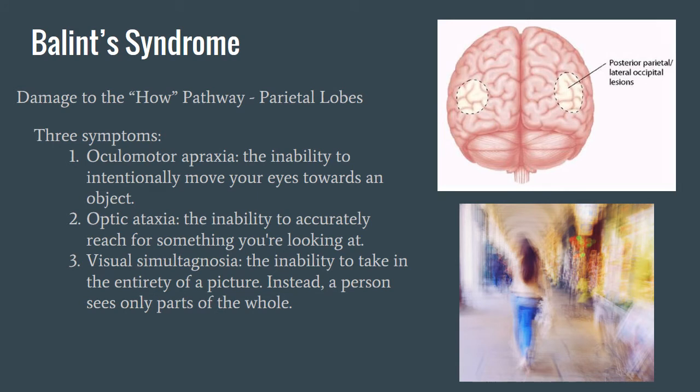Ramachandran also mentions another syndrome called Balint syndrome, which is diagnosed when there is significant damage to the how pathway, or the parietal lobes. There are 3 symptoms for Balint syndrome. The first is oculomotor apraxia, which is the inability to intentionally move your eyes towards an object. The second is optic ataxia, which is the inability to accurately reach for something you are looking at. The third is visual simultagnosia, which is the inability to take in the entirety of a picture. Instead, a person only sees parts of the whole. Another way this can be described is having tunnel vision.